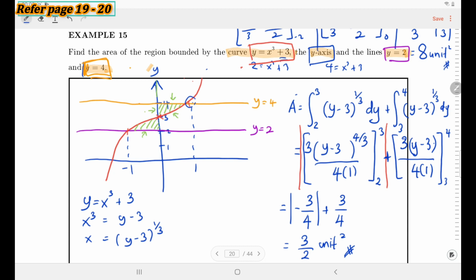Can I ask you, can I find the area with respect to the x-axis from negative 1 to 1? Can I find the area from negative 1 to 1 with respect to x, which means I will stay using the function of x? Can you? Okay, so you may ask this question to your tutorial lecturer.